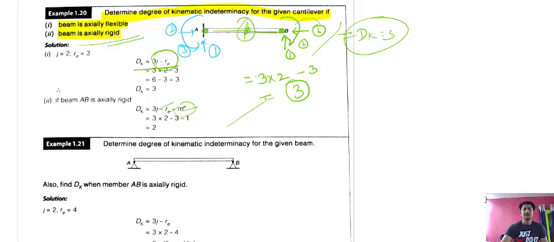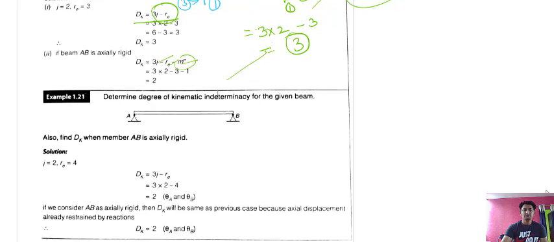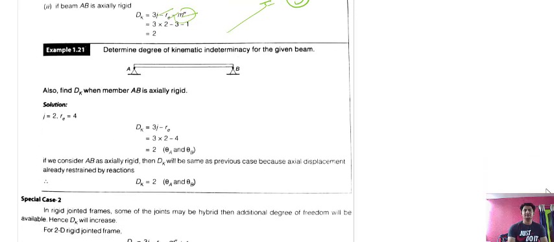Now you can see the case of the second numerical, which says: determine the degree of kinematic indeterminacy for the given beam. Also find Dk when member AB is axially rigid. So we need to find the value of Dk when AB is axially rigid. Now you can see here it is a hinge joint, and here also a hinge joint.